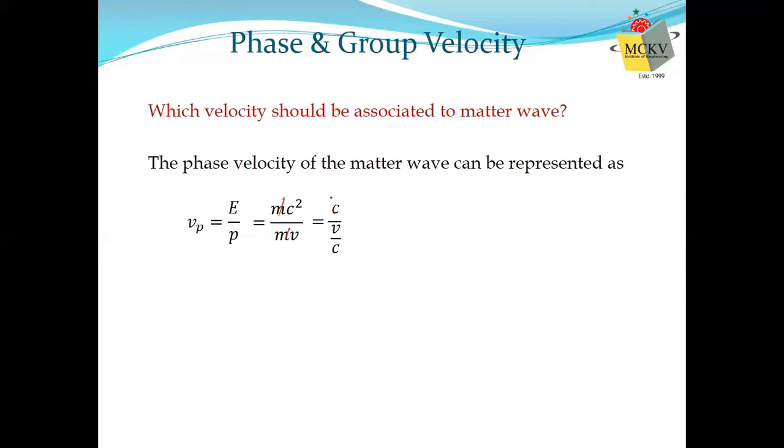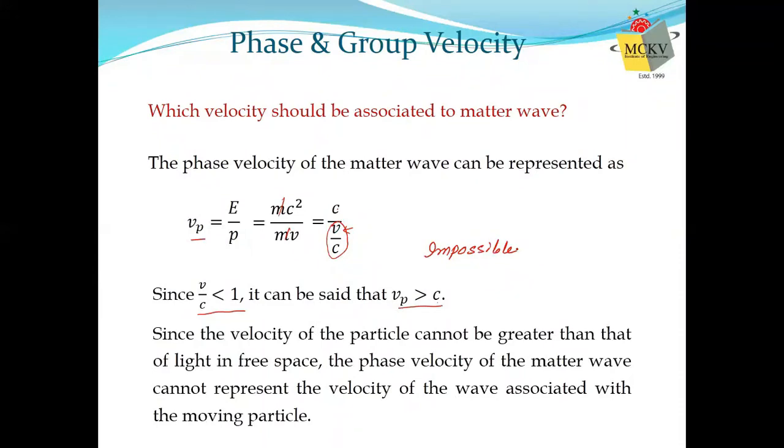So if the particle is moving with a velocity v, this velocity v must be less than the velocity of light in free space. That is, v must be less than c. Therefore, v by c is smaller than 1. So you are dividing c by a quantity which is less than 1. Therefore, the whole quantity c by (v by c), that is c square by v, must be greater than c. And that means Vp must be greater than c, which is impossible in the real world. Therefore, in simple words, the phase velocity cannot be the velocity of a matter wave.